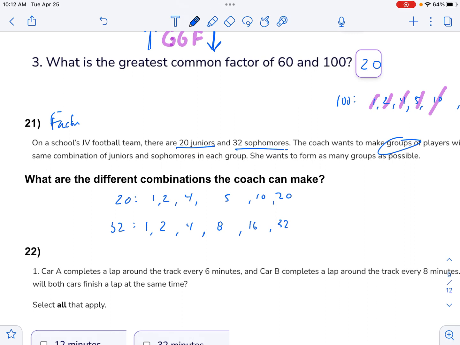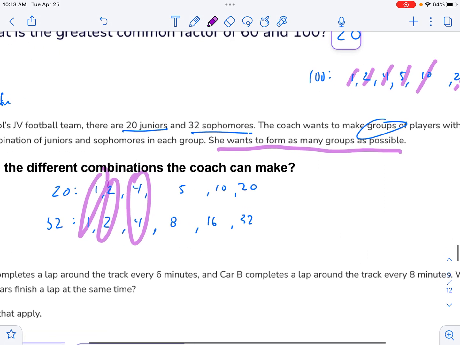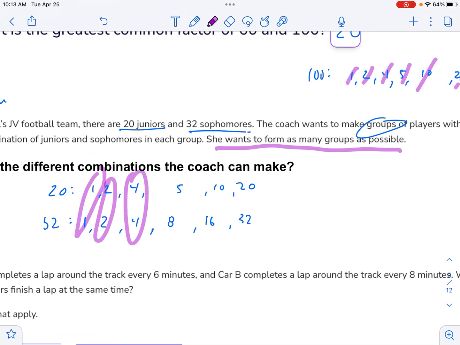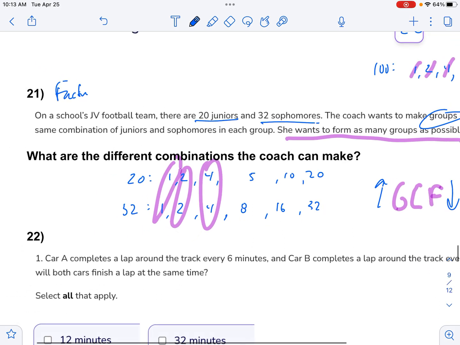Different combinations. Okay, so the different ones that work where we have common things going on here. Let's see. One's common. We can make one group. We can totally make one group that has like a 20 and a 32 in it. Those are common. 5, 8, 16. That's it. She wanted to form as many groups as possible, but it looks like the most she can make is 4 groups because the greatest common factor, the biggest small number, is 4. So she can make 4 groups. That's the biggest one she can make.